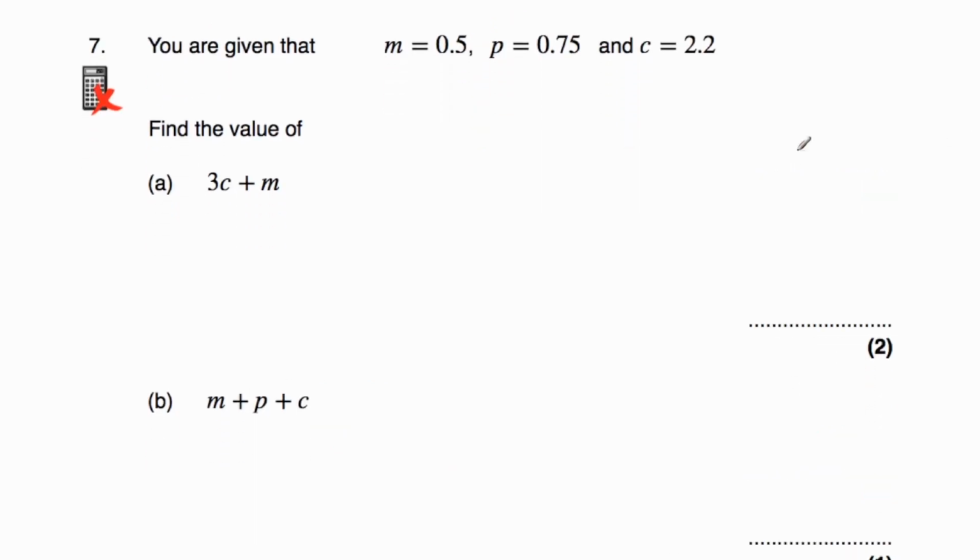So question number 7, it's a non-calculator question, and we've been given that M is equal to 0.5, P is equal to 0.75, and C is equal to 2.2. We've been asked to find the value of 3C plus M. So that's 3 times C, so 3 times 2.2, so 3 times 2.2 is equal to 6.6. So we've got 6.6 plus M, and M is equal to 0.5. So 6.6 plus 0.5 would be 7.1. So the answer would be 7.1.